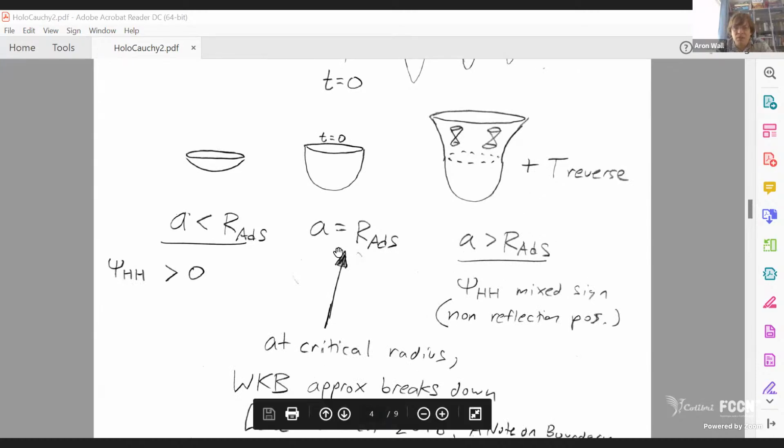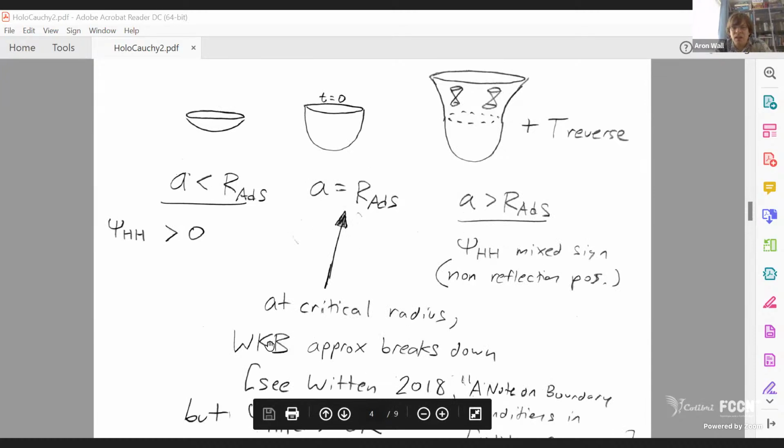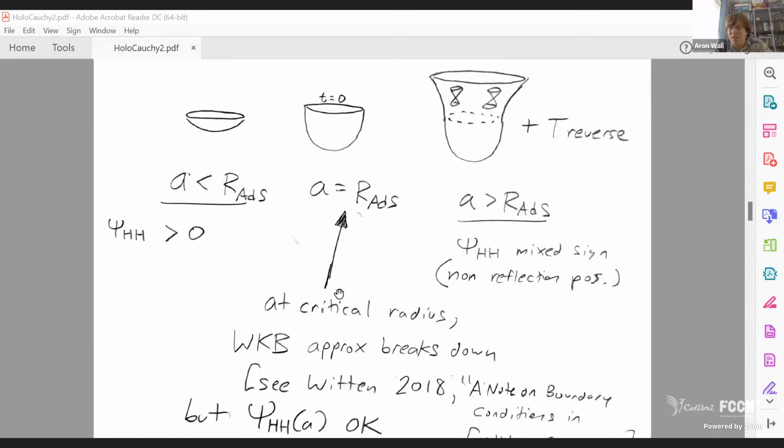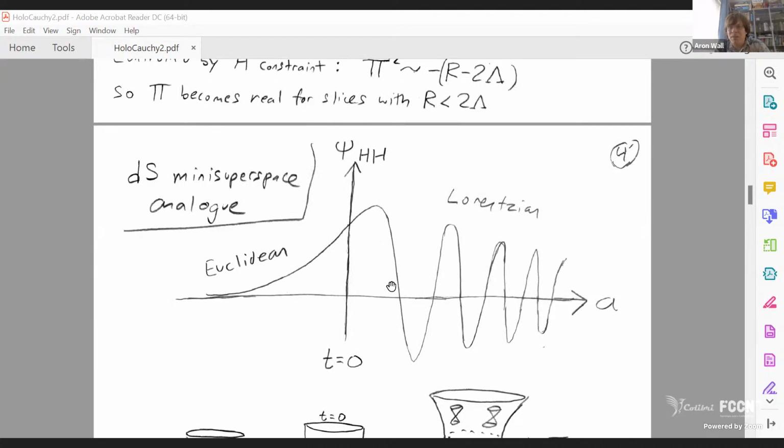So right at the critical radius, something particularly weird happens. The WKB approximation actually breaks down. If you tried to do linearized graviton fluctuations on the background with this boundary condition, it doesn't actually work because you have infinitely many zero modes. The same thing would actually happen in this mini superspace model, where it means the WKB approximation breaks down.